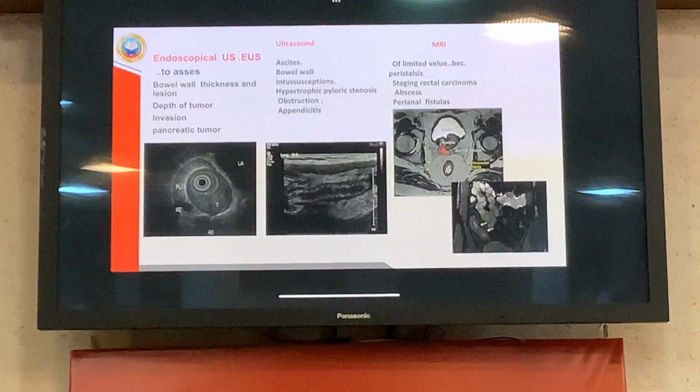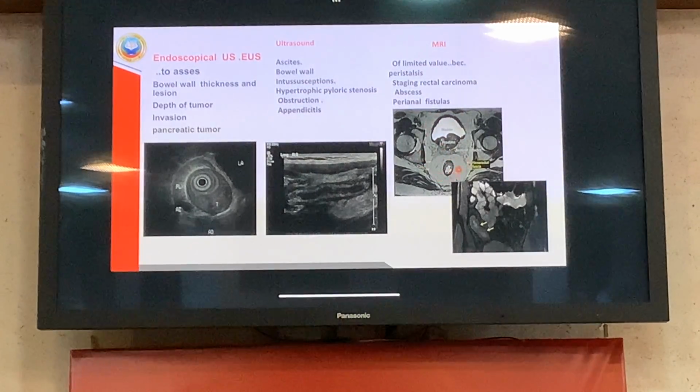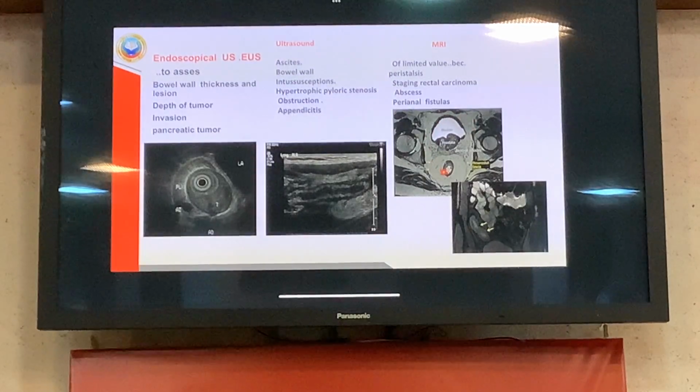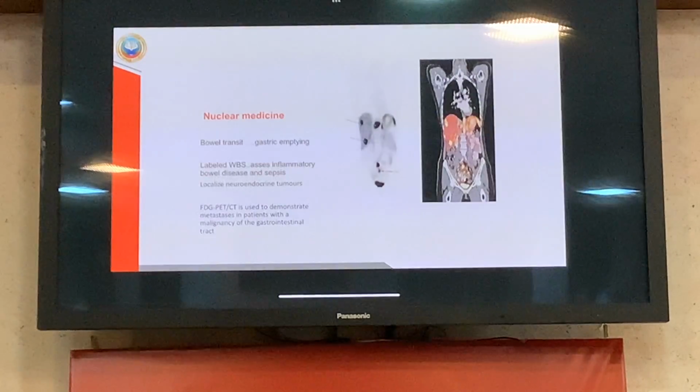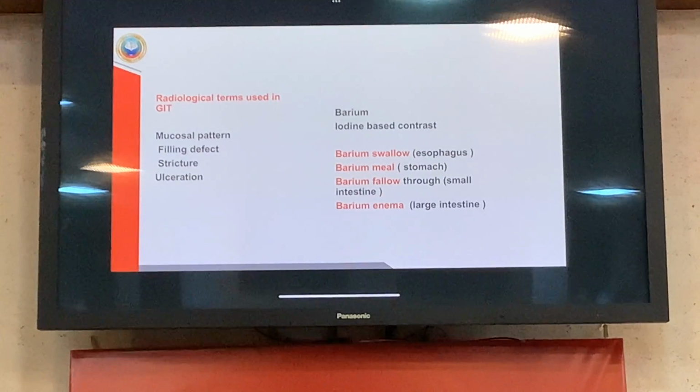And this is the MRI picture for the colorectal fossa, depicting any lesion, and there is evidence of bowel wall thickening, and the patient has some sort of inflammatory bowel disease. Nuclear medicine, as you know, is sometimes used for emptying studies and for distant metastasis, but it is not routinely used.